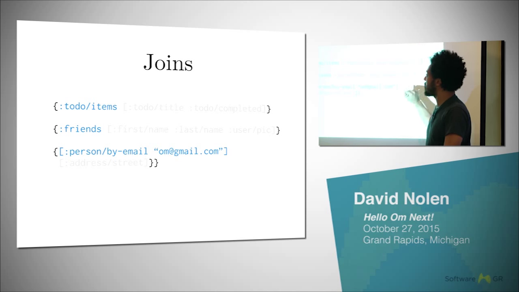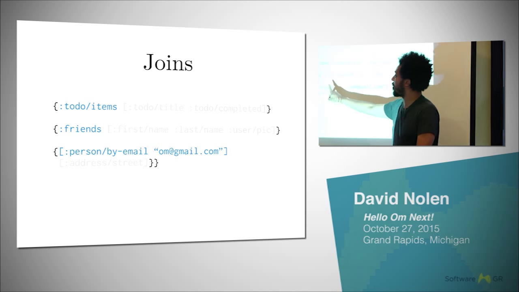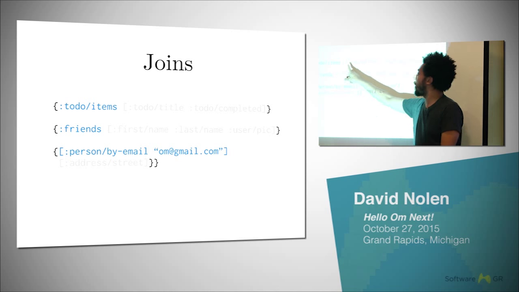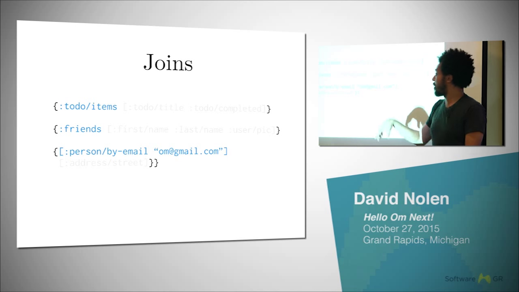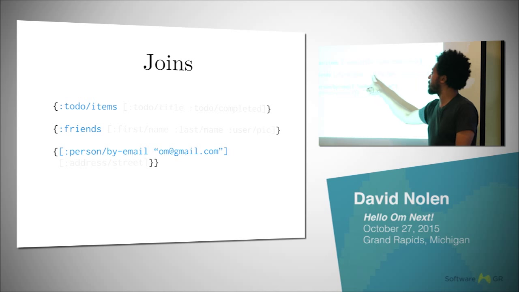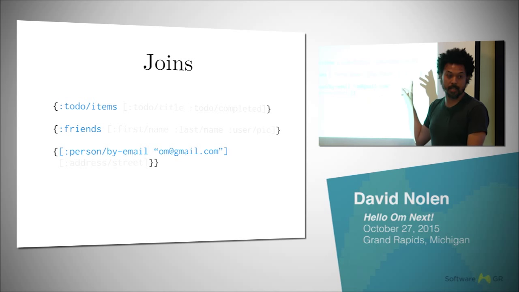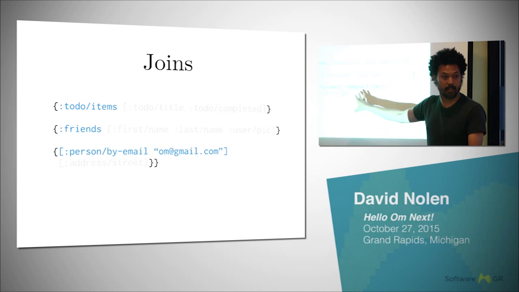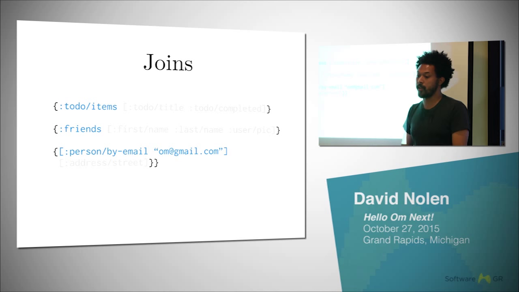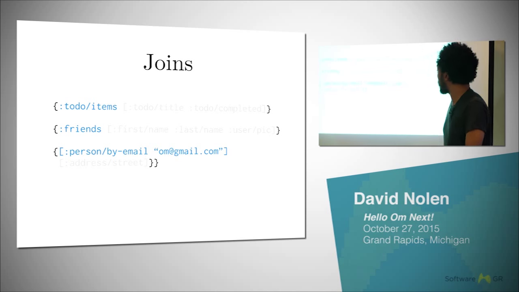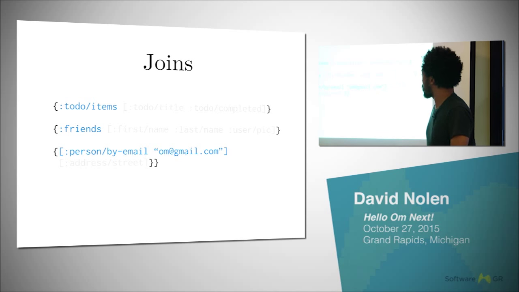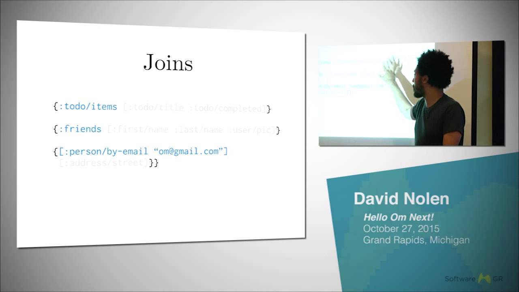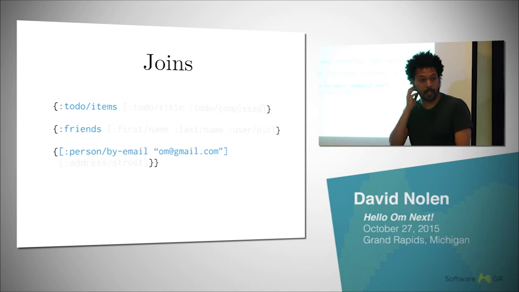So here we have joins. We've already seen this to a degree, but here, I'm saying I know there's going to be multiple to-do items, and for each one, I want to pull out these keys. Or here, I want the friends, and for each one of the friends, I want these keys. Or for this person by email, which is a more realistic example, I want the address street for that person. This could work over collections. You could have one-to-many, or many-to-many relationships, and you can join in data.